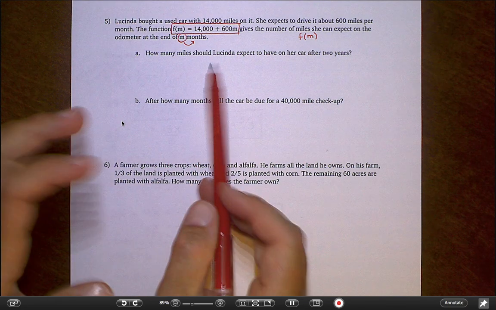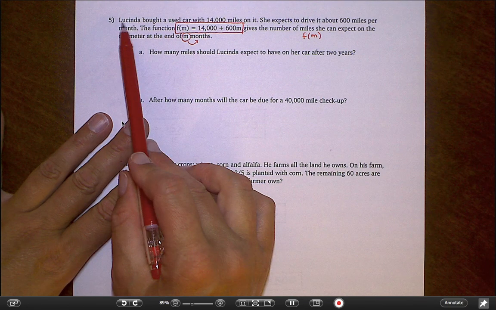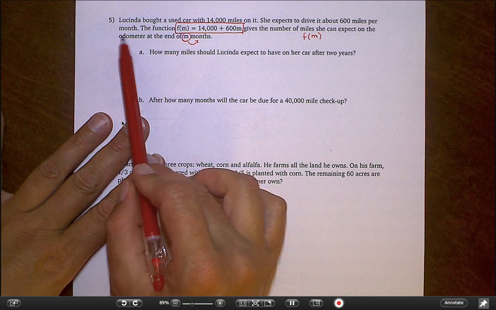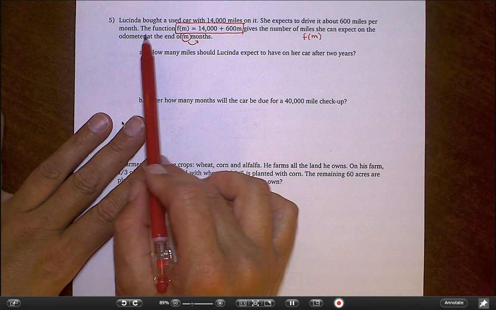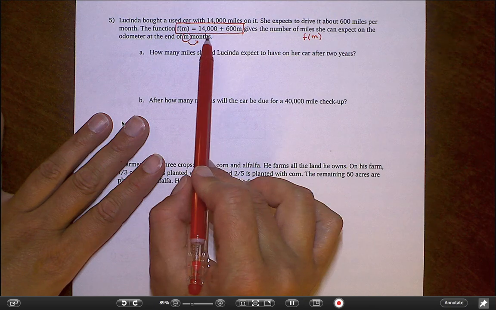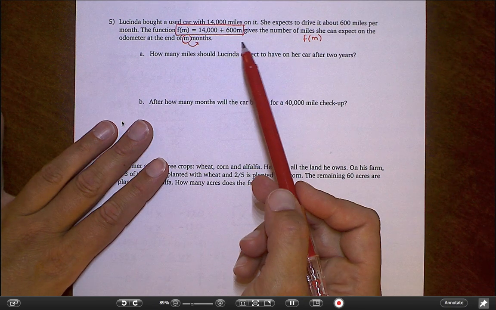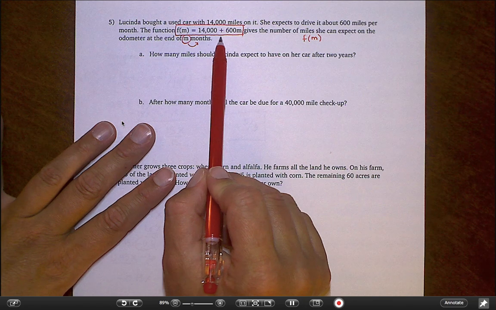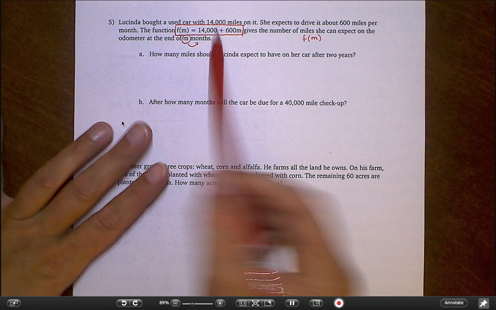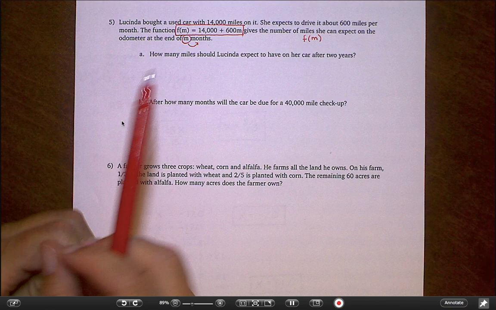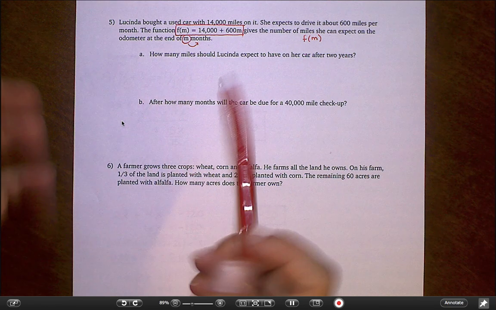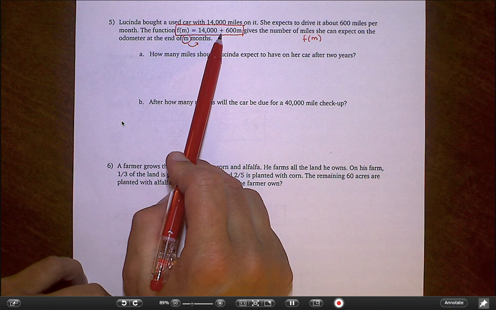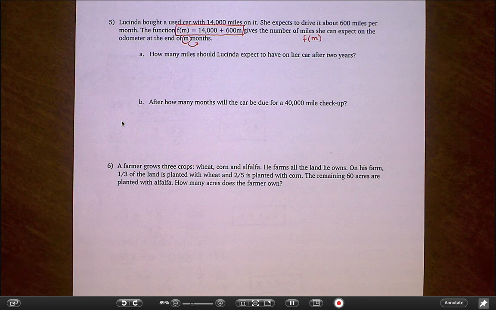The reason I point that out is that all this stuff in the first two sentences is just explaining where this equation comes from. That might be helpful, but you don't have to do anything with it because they did the hard work for you. They gave you the equation. I very well could have made you write the equation first and then solve it, but if they give it to you, just dive right in. So really both A and B are going to be treated like formula questions.